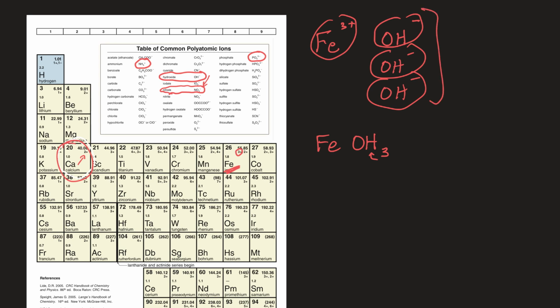But up here, I want 3 of the whole thing. So I don't want it just applying to the hydrogen. I want it applying to the whole thing. So that's why I put brackets. So I need 3 of those hydroxides.